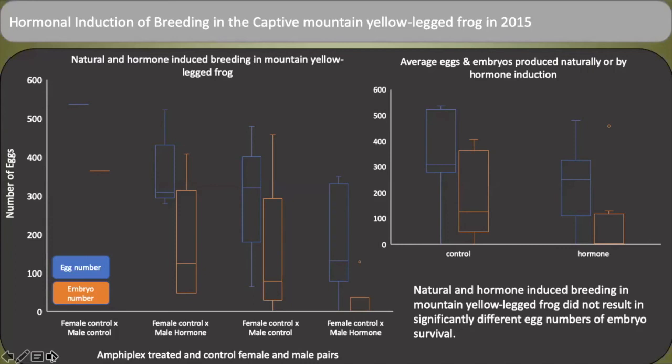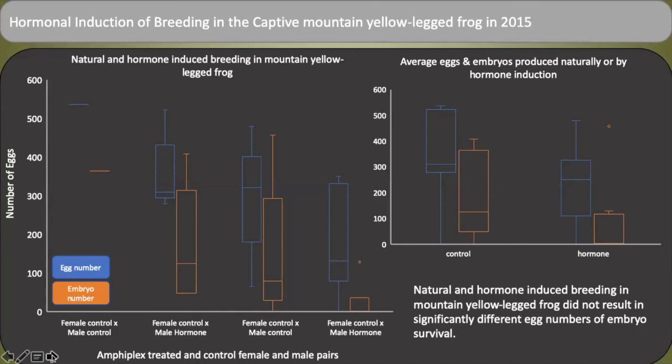So after the first year of 2014 of breeding the Mountain Yellow-legged frogs, naturally we still had a little bit of doubt as to whether we were maximizing our output, and so we did trial Amphiplex, which is that GnRH metoclopramide combination that Vance talked about last week. And in the case of these animals, we didn't have much success with that. We only trialed it over the one breeding season.